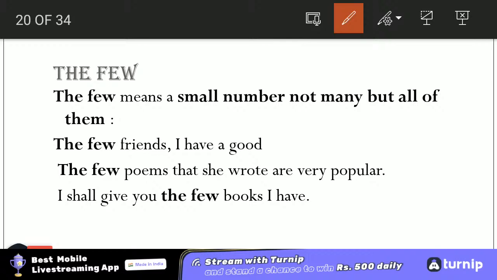Which means a very small number, not many. So the few friends I have are good, वो अच्छे हैं. The few poems that she wrote are very popular. कुछ ही लिखी हैं but वो बहुत popular हैं. I shall give you the few books I have. जो मेरे पास हैं वो भी आपको दे दूंगा. So the few is used in case of very small number.